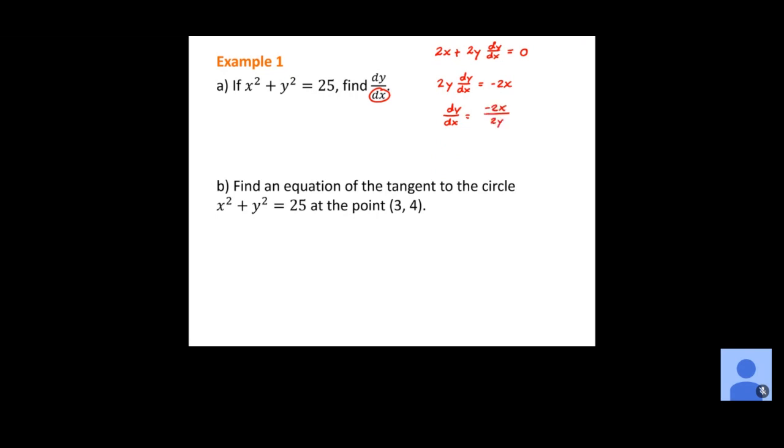And in this case, if we simplify that, what would that give us? Just negative x over y, right? The 2's cancel out. So dy/dx is just negative x over y. And that's our answer, right? We were looking for dy/dx, and we solved for dy/dx here. Any questions about that one?